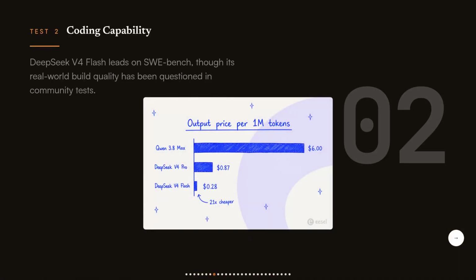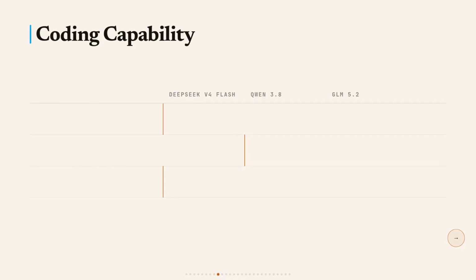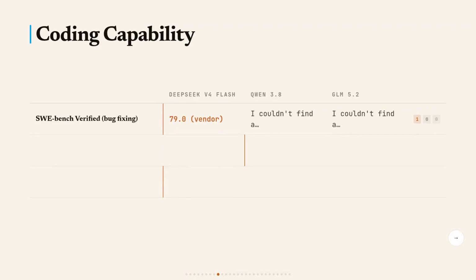Raw coding chops tested 3 different ways. On SWE Bench verified, DeepSeek V4 Flash posts the strongest single number in this entire comparison, 79.0, and it's the only model with a published score on that specific benchmark. On Live Code Bench Pass 1, DeepSeek again is the only one with a figure, 91.6.